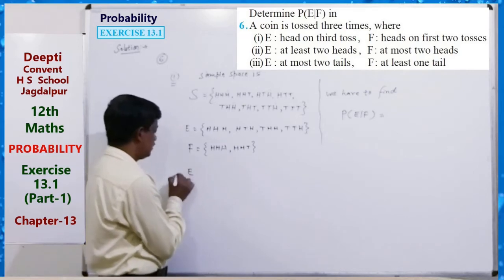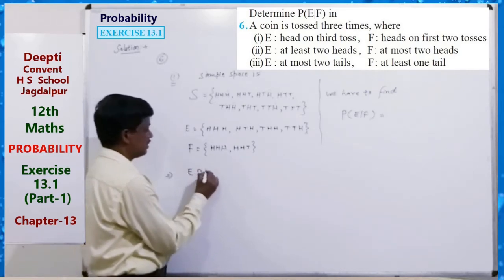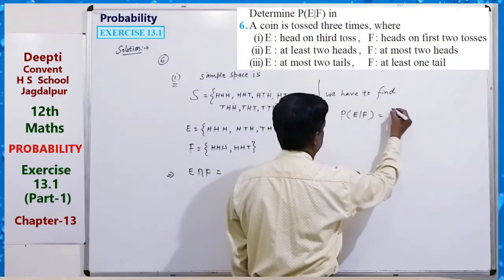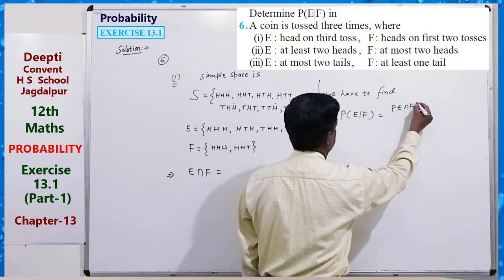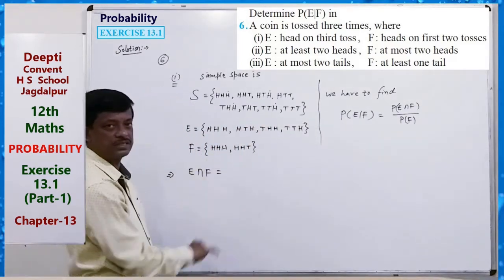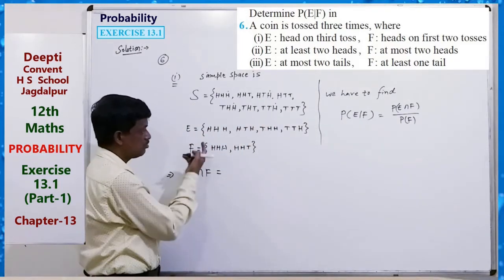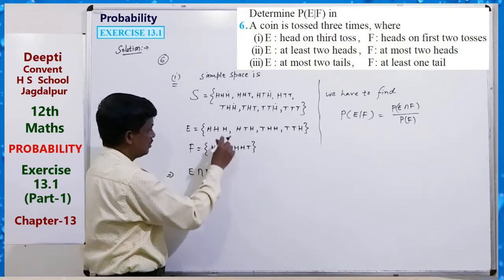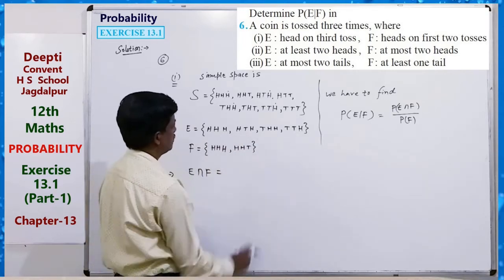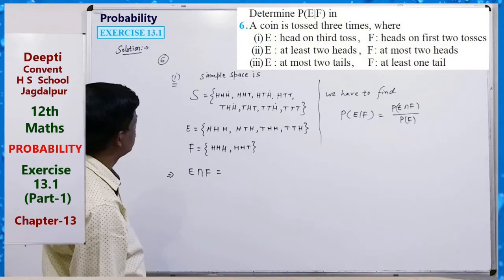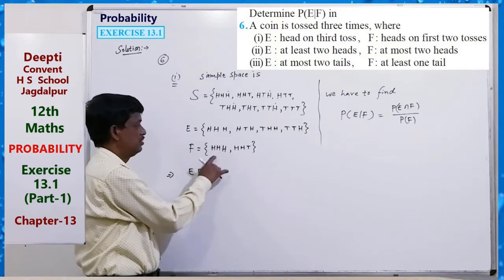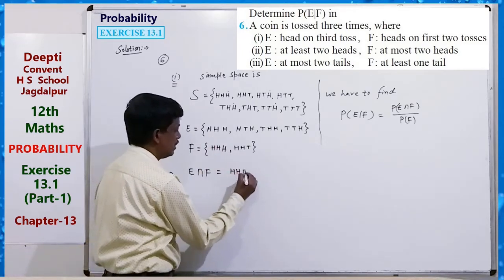And we need E intersection F. Just take the intersection of these two. Because we have to find P(E|F), which is equal to P(E intersection F) upon P(F). We require this probability. So P(E intersection F) is required. It is the intersection of this and this. Only this is common. So HHH.